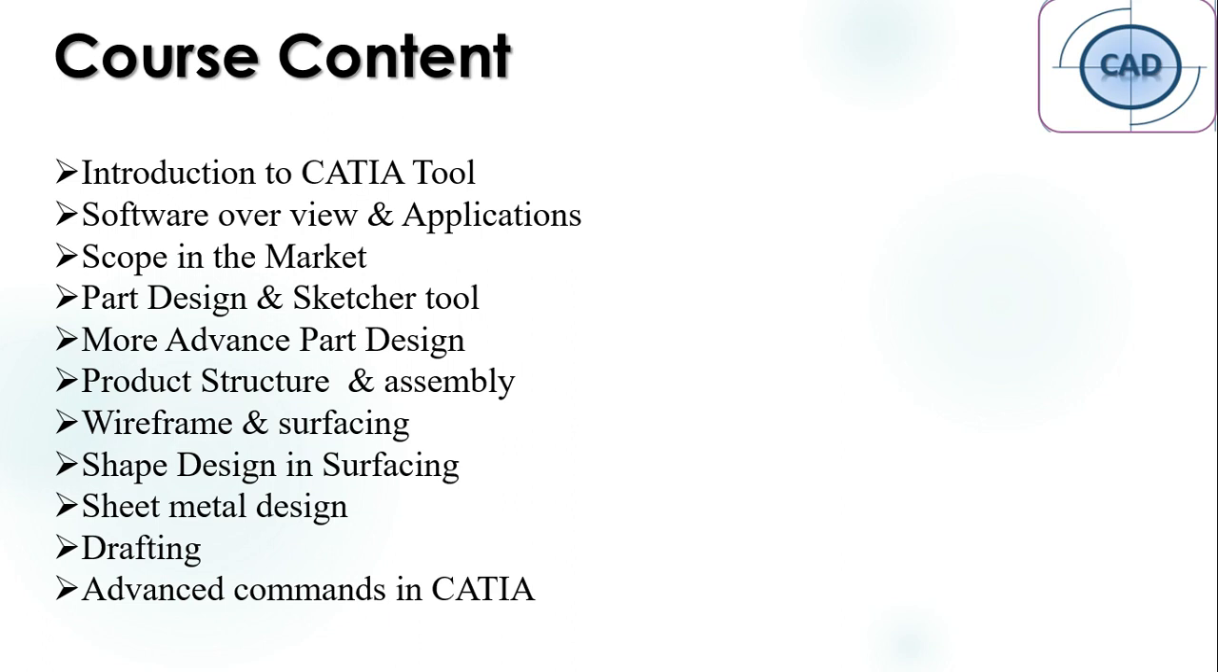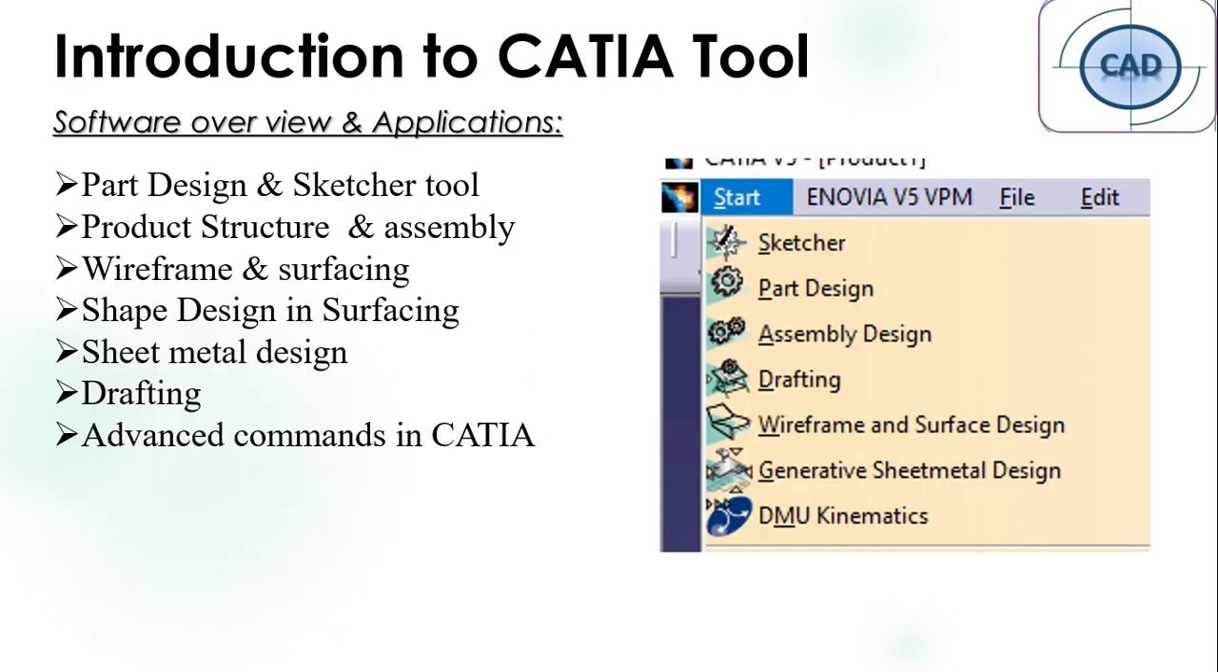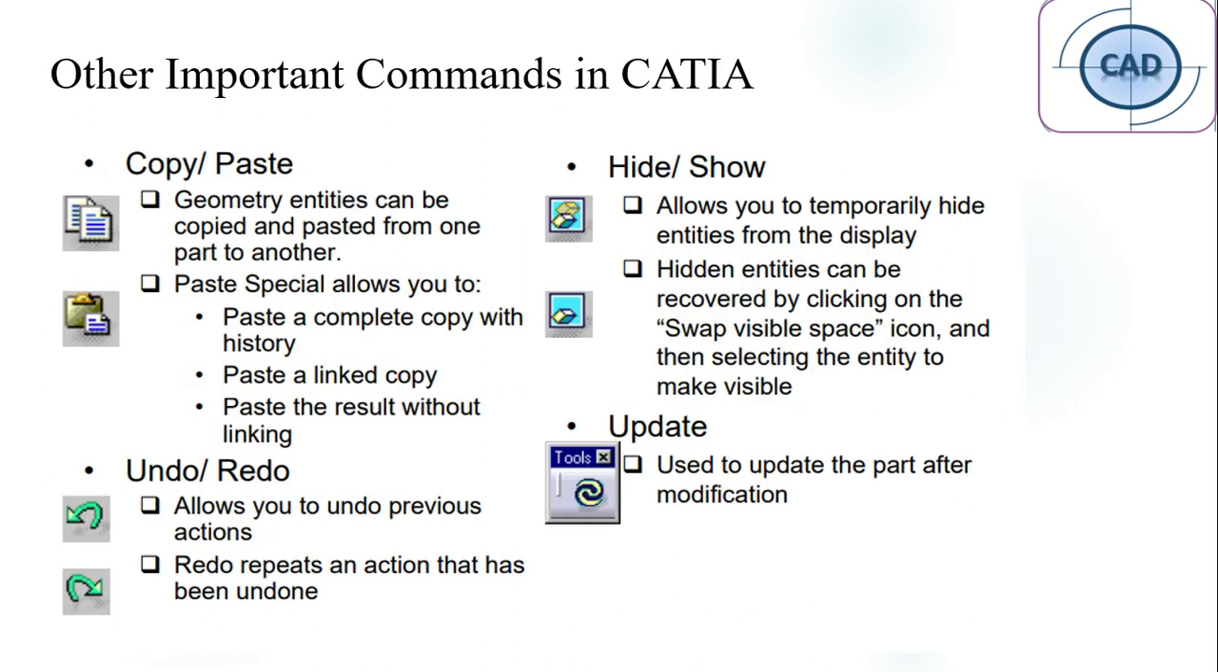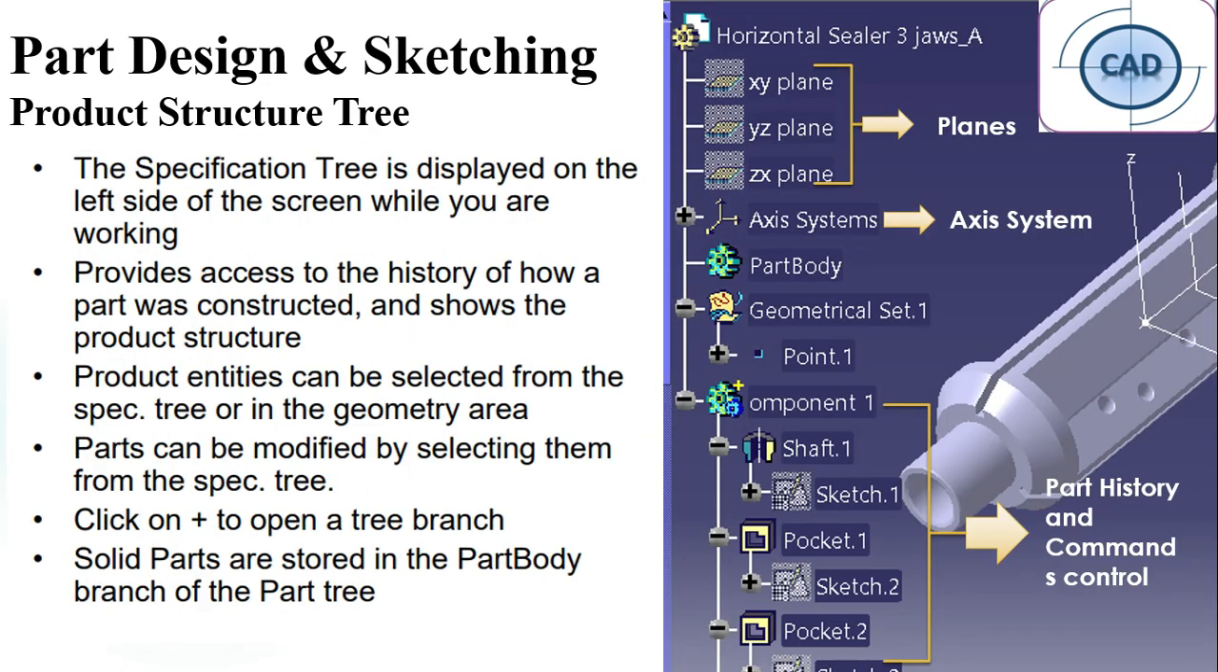Introduction to the CATIA tool, then software overview and its application, CATIA interface, and manipulation in CATIA, in which we discussed commands like pan, rotate, zoom, drag, axis, multi-selection, and entity. Other important commands like copy, paste, undo, hide, show and update. We also covered the product structure tree, its importance, plane axis system, and part history and command controls.